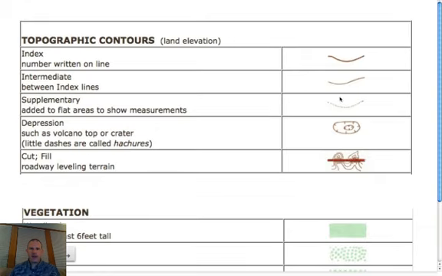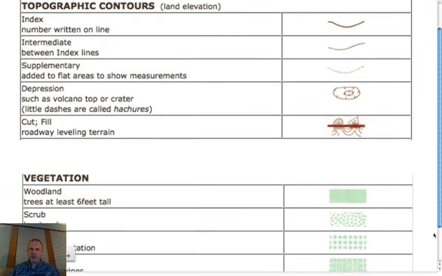Brown lines are going to be our contours. If we have little lines on the inside, that's showing a depression in that particular area. On the bottom, we can see that green is going to represent a forested or a tree area.